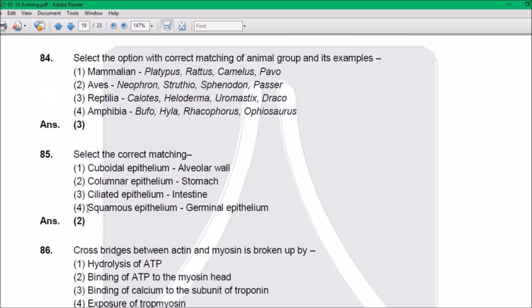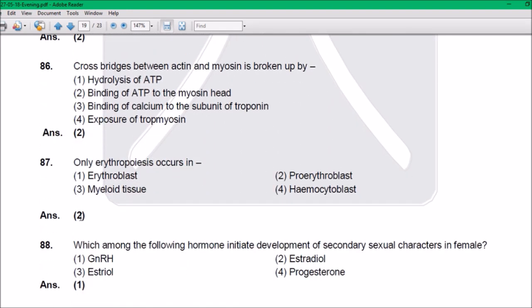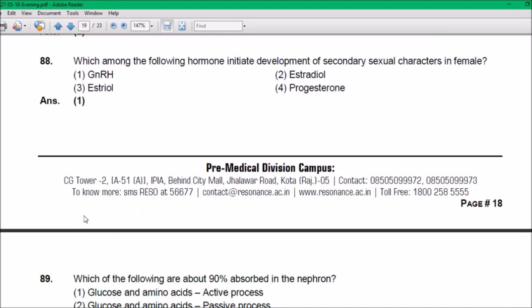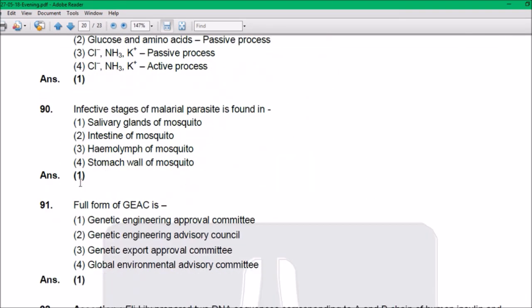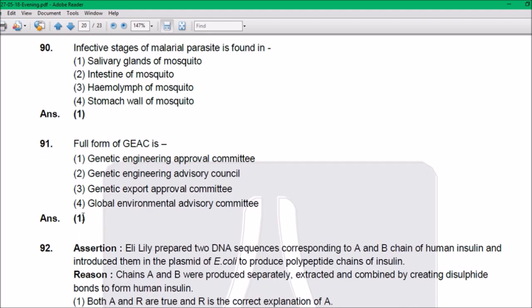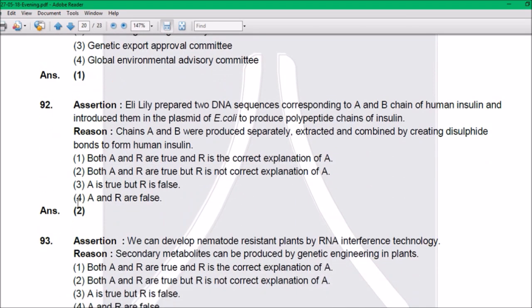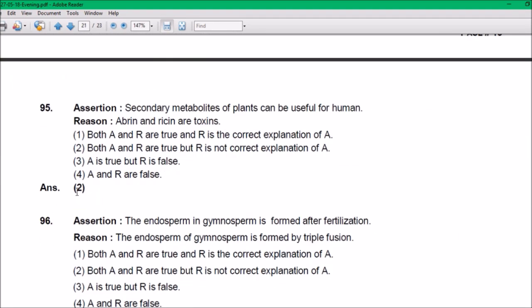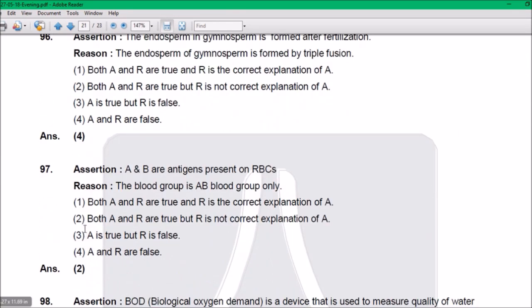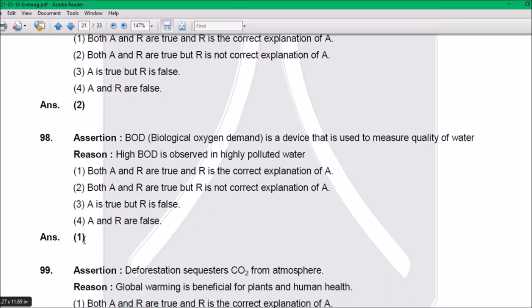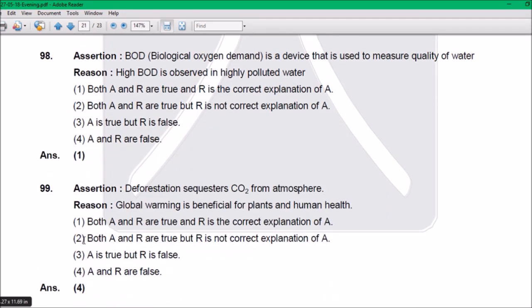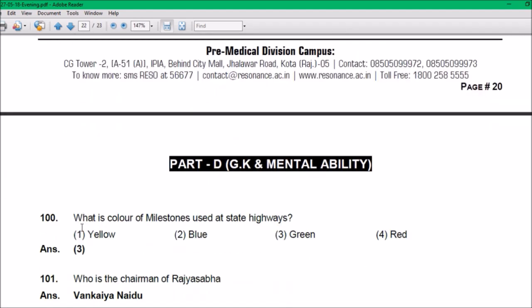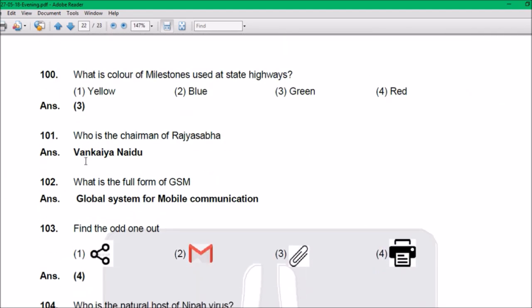And then 84, 3, and then 85, 2, 86, 2, 87, 2, 88, 1, and then 89, 1, 90, 91, 1. Dekhi, kitne sare 1 hai? 92, 2, 93, 2, 94, 2, and then you have 95, 2, and then you have 96, 4, 97, 2, 98, 1. And then you have 99, 4, and then you have 100, 3, 101, 1.